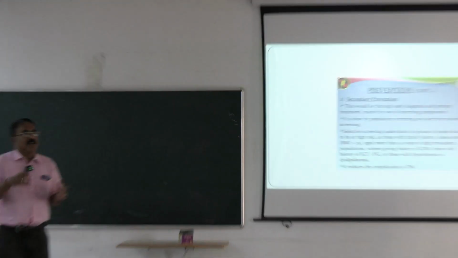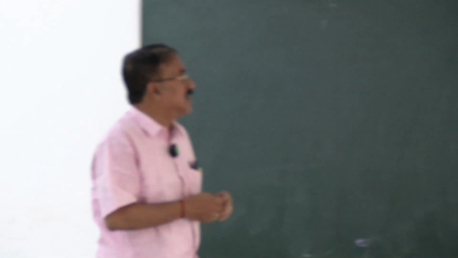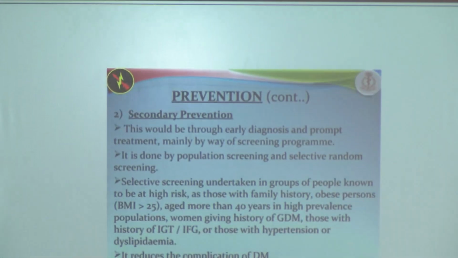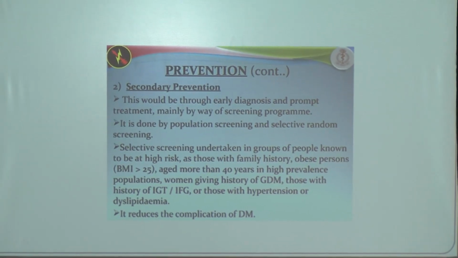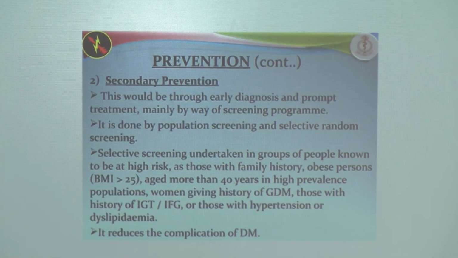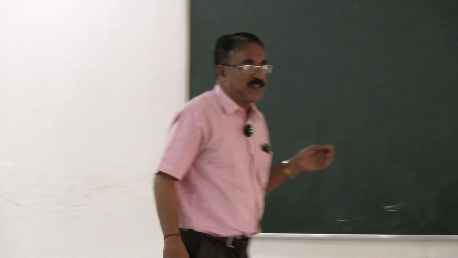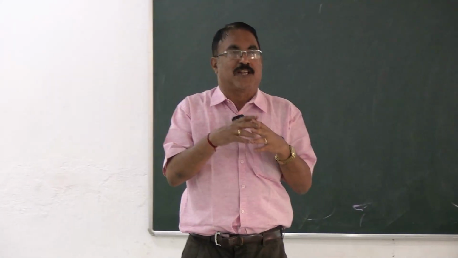Secondary prevention, again, is by early diagnosis and treatment. This can be done by population screening and selective random screening, taking the high risk groups only. Like those with a strong family history, obese persons, people over 40 years, women with a history of diabetes mellitus or gestational diabetes, those with a history of impaired glucose tolerance, or with hypertension. And this also reduces the complications of diabetes, if you can do secondary prevention.